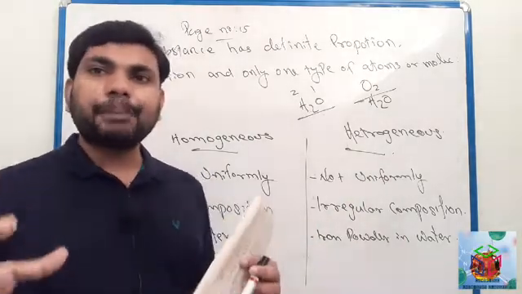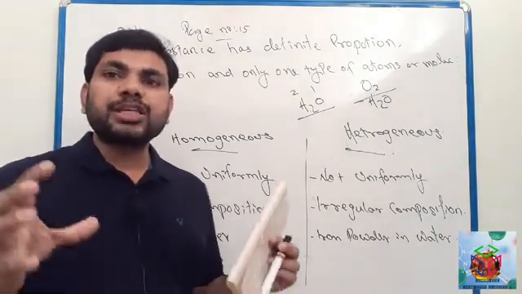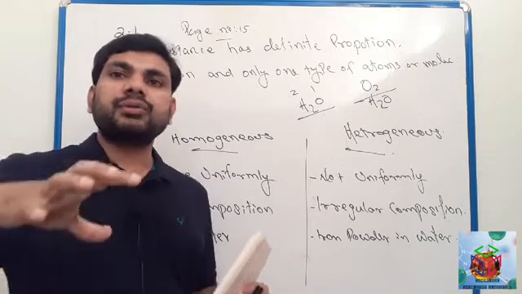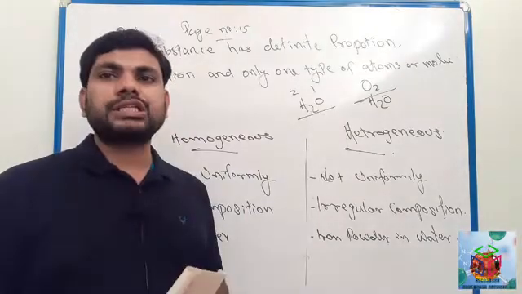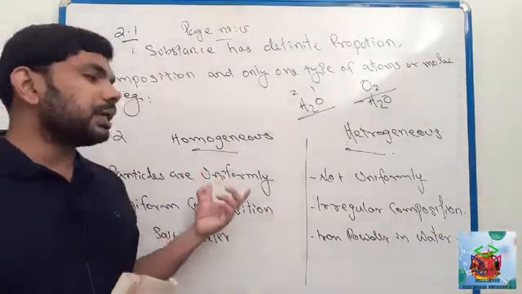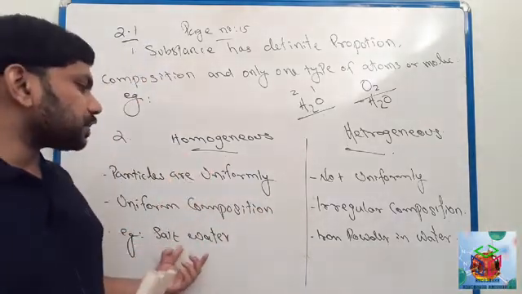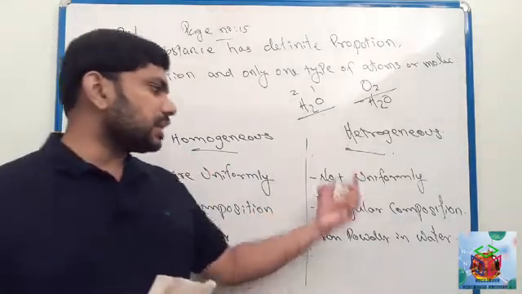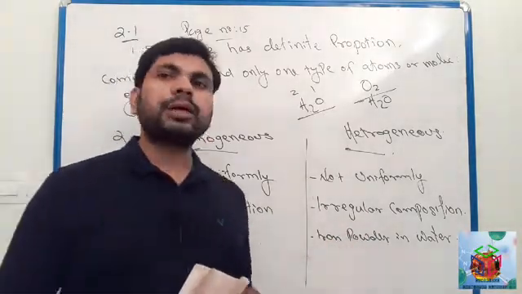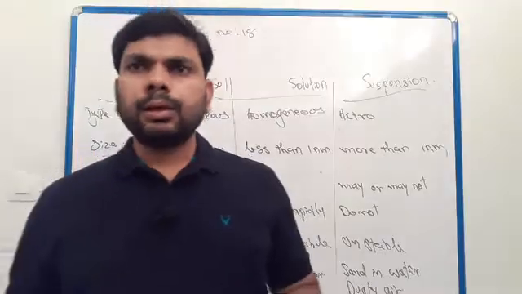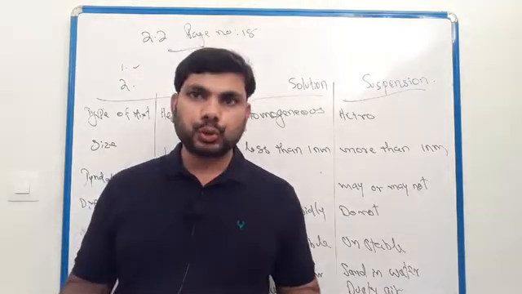When you take iron powder in water, you can see at the bottom there will be much more iron powder. On the surface of the water there is not much iron. So they have irregular composition. But a homogeneous mixture has uniform composition. Example for homogeneous mixture, salt water. Heterogeneous mixture, sand in water or iron powder in water. Clear? Next we have to discuss exercise 2.2.